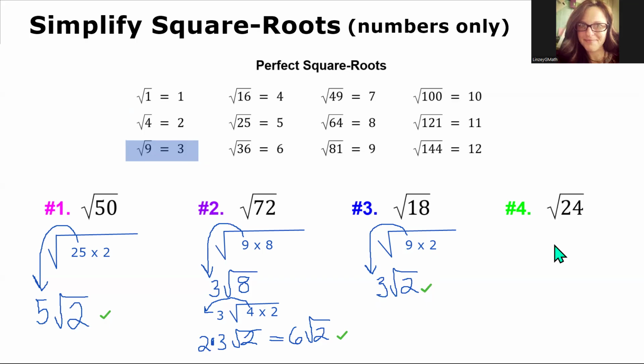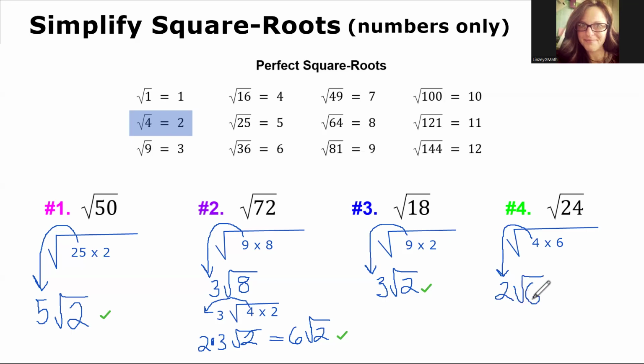Finally, the square root of 24. Let's break up 24 into 2 numbers, one of which is a perfect square. 4 times 6 is 24, and 4 is a perfect square. We'll take the square root of 4 out from underneath the square root, and we get 2. The 6 remains under the square root. 2 times square root of 6 is equal to the square root of 24.